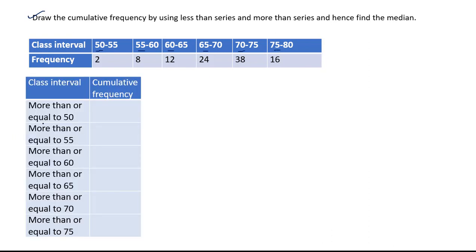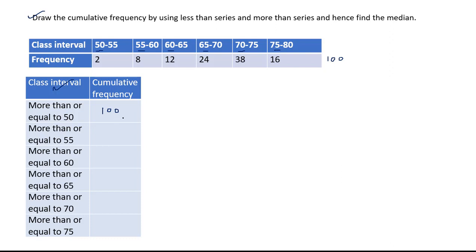Let us write the table like this. For class interval we will write more than or equal to 50, more than or equal to 55, 60, 65, 70, 75. Now we have to find the cumulative frequency. We have to find the total of all the frequencies that is given to us. The total is 100. So 100 will be the cumulative frequency for more than or equal to 50.